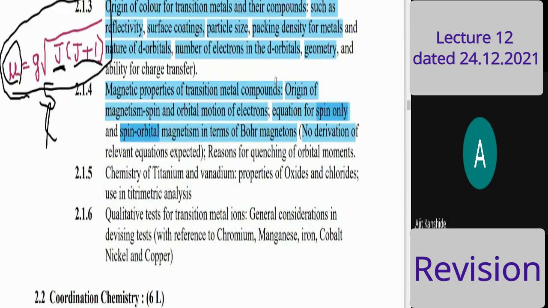What is the name of that formula? Spin only or spin orbital formula? Spin only. It means we are not considering orbital motion; the orbital motion contribution we are not calculating. So what do we say for that? The orbital motion is disturbed, or quenched.